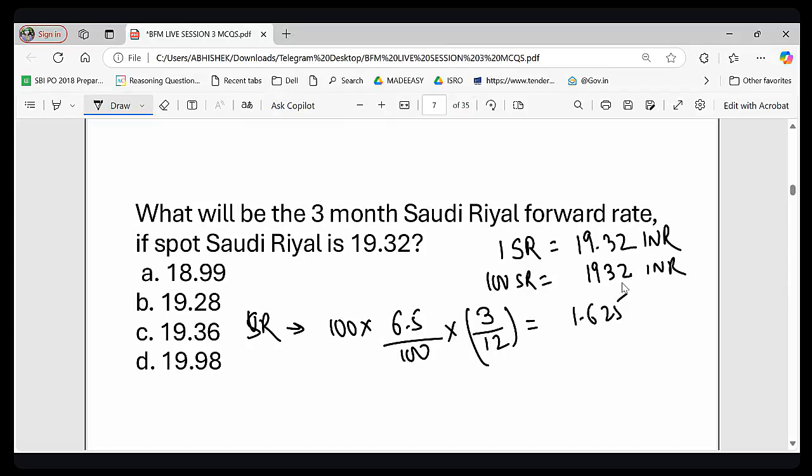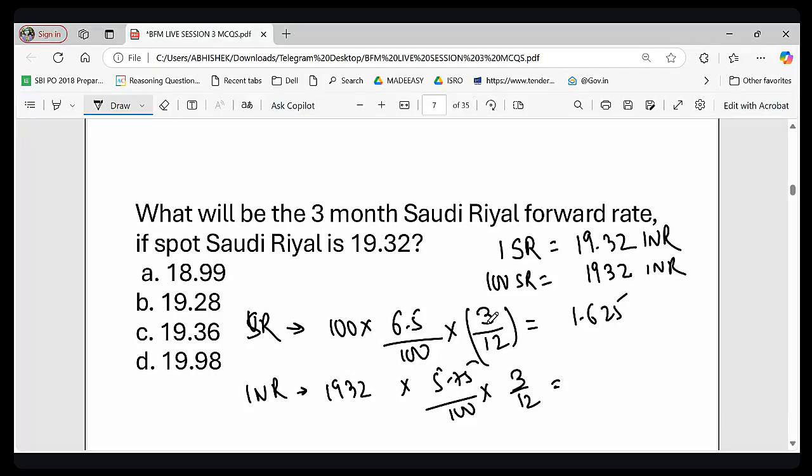So this is the interest for Saudi Riyal. Now similarly calculate for INR. What will be the interest? So the principal amount is 1932 multiplied by interest rate 5.75 divided by 100 multiplied by 3 by 12. How much are you getting for INR? Please type your answer in the chat. I think now such type of question will not trouble you anymore. Yes, Sudhanshu, exactly. Very good. Because the rate is per annum, that's why we are doing it. Exactly. Yes. So how much are you getting for INR? Please tell.